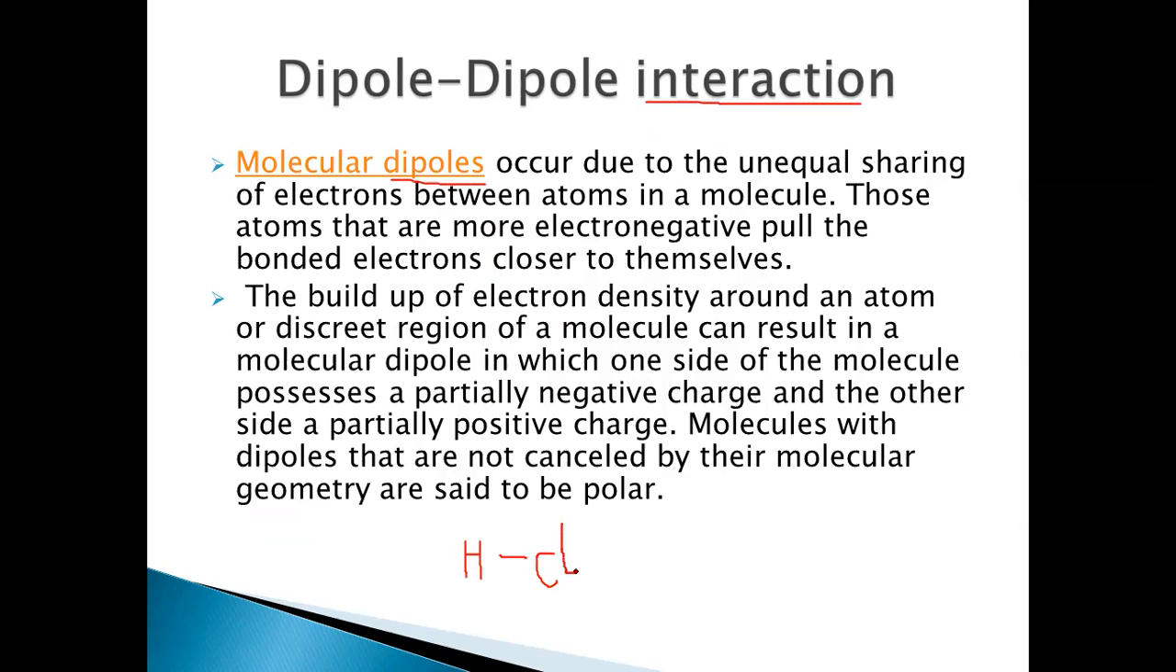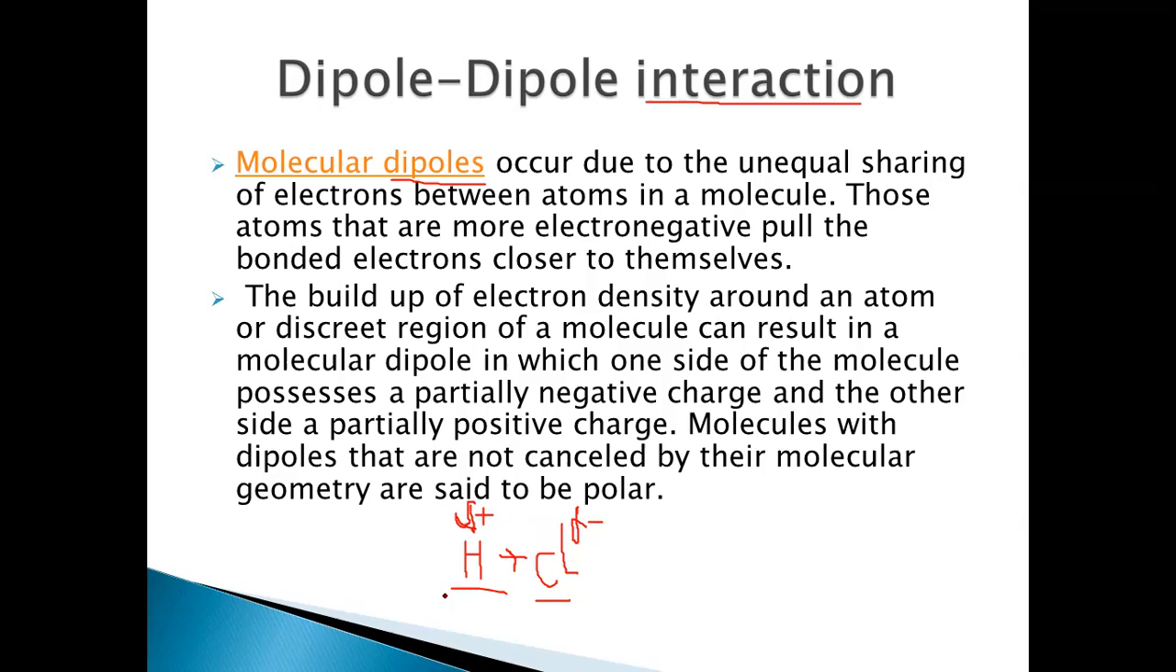And we know that chlorine is more electronegative than hydrogen. Because of this higher electronegativity, chlorine tries to attract the electrons more towards it. As a result, it will get a partial negative charge. And because hydrogen is less electronegative, it will attain a partial positive charge. So I'll show this like this. This is a partial negative and this is a partial positive charge because of the electronegativity difference here.